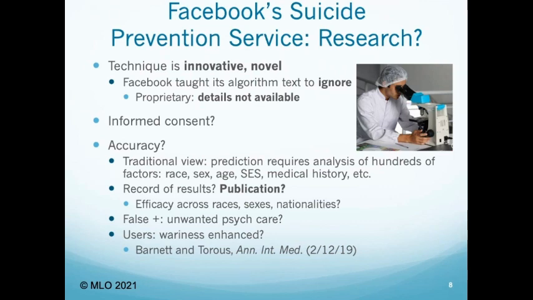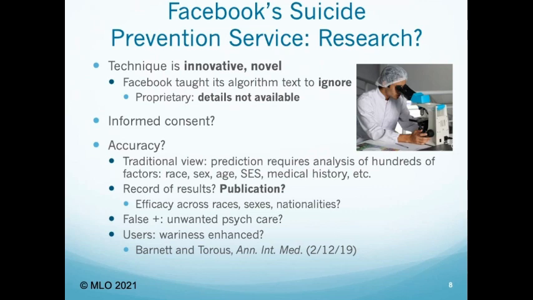On the other hand, it certainly is innovative, and it has taught its algorithms to ignore certain text in order to decipher those, identify those who really are potentially at risk for suicide. So when the disgruntled teenager comes home from school and goes on Facebook and says, "I have so much homework, I'm going to kill myself," the Facebook algorithm distinguishes that from genuine suicidal ideation. It took a lot of effort to get to that point, but Facebook won't tell us about how it got to the algorithm that it now employs. Why? Because it's proprietary. The details are not available.